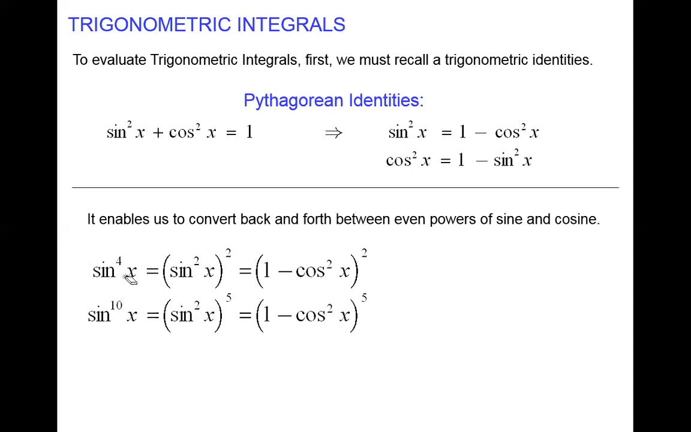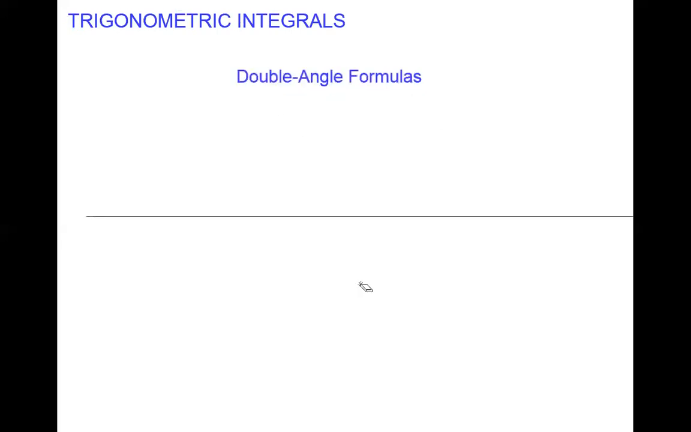10 is also an even power, of course, 2 times 5. That means sine squared of x to the power of 5. And sine squared is 1 minus cosine squared of x, to the power of 5.